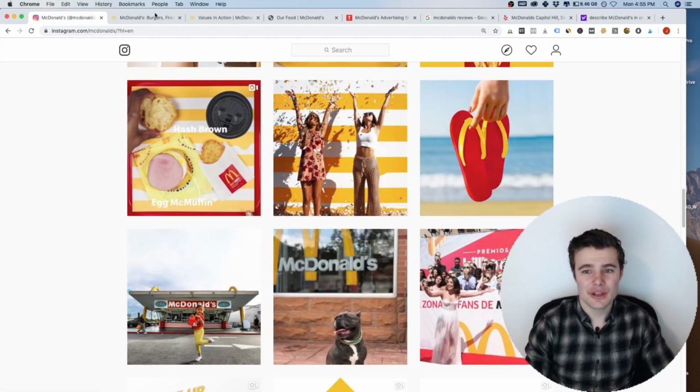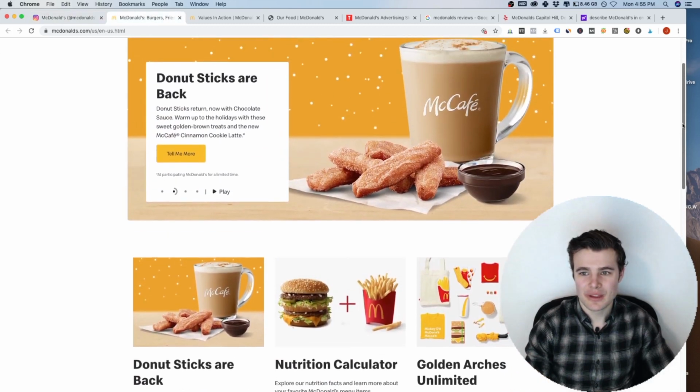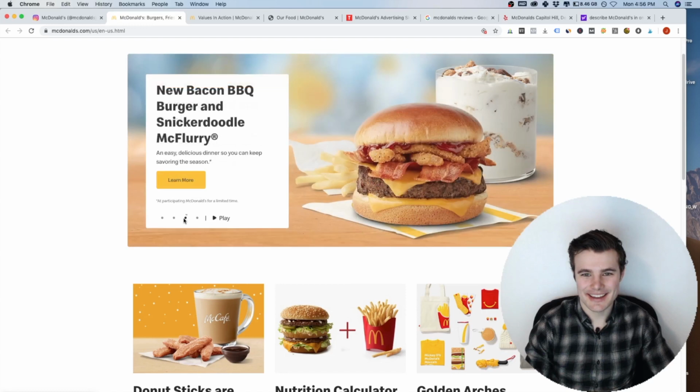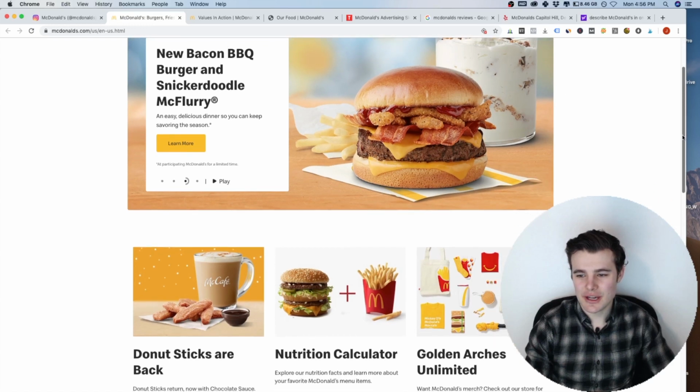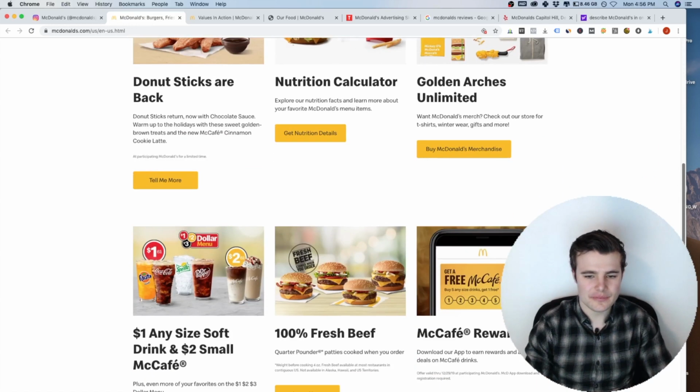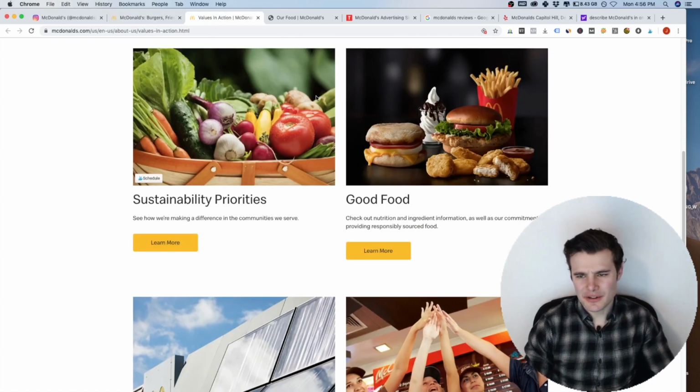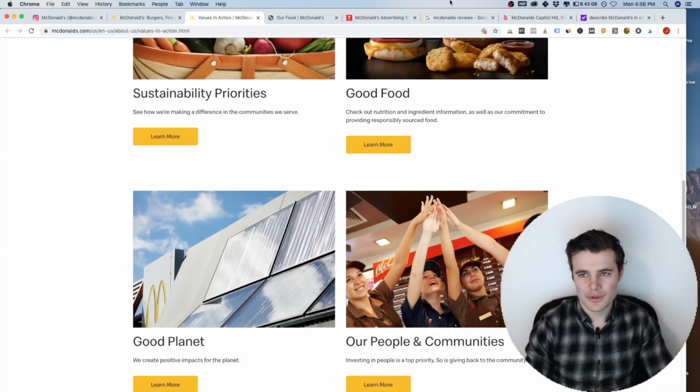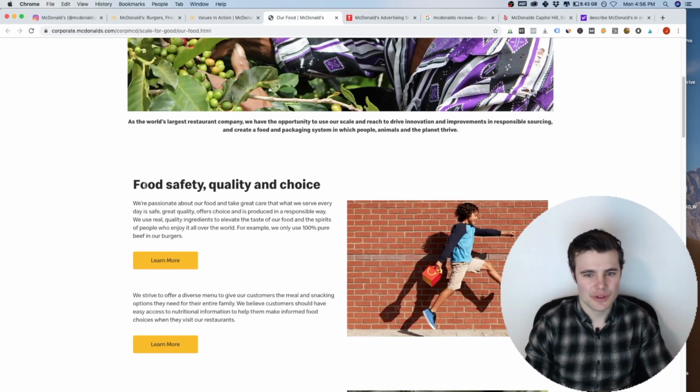of smiles. If we go to their website, you can see they highlight donut sticks, they highlight bacon, barbecue burger, snickerdoodle McFlurry. They've got a nutrition calculator, which I'll go into a little bit, and cheap food and rewards and things like that. They talk about their values, they highlight that down below, and sustainability, good food, good planet. And they talk about the food, passionate about our food and take care we serve every day is safe, great quality, offers choice, responsible, real quality ingredients, 100% pure.